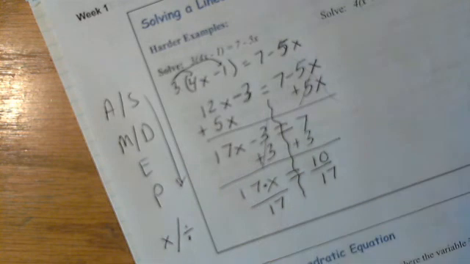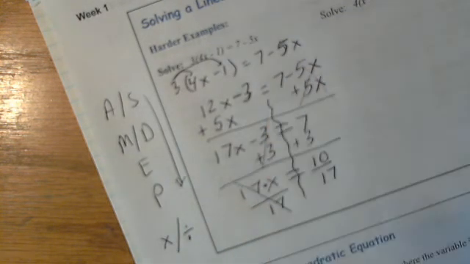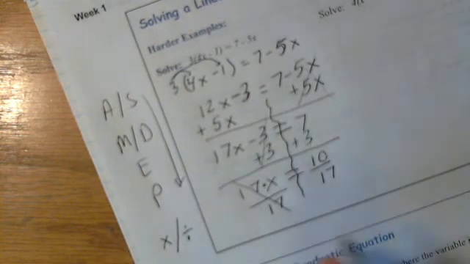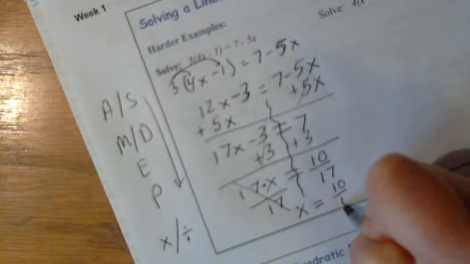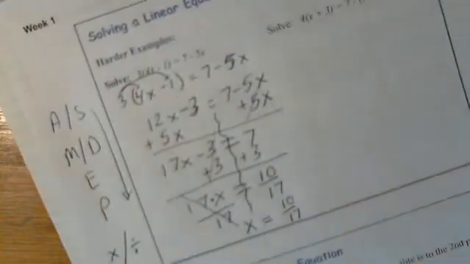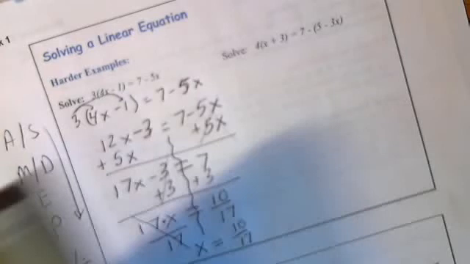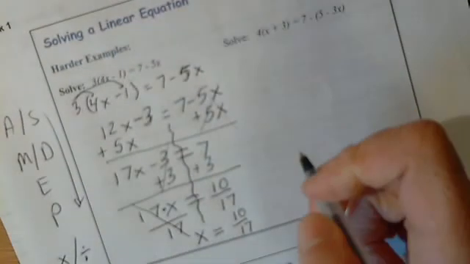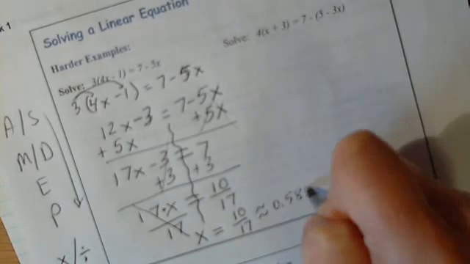What I do to one side, I do to the other side. The 17's make 1x. We're too lazy to write the 1 down. And on the other side, we have 10 17ths. Now you can take your calculator and do 10 divided by 17 if you'd like to have a decimal. And that would be about 0.588. But I don't need a decimal from you. I'm just happy with the fractions.